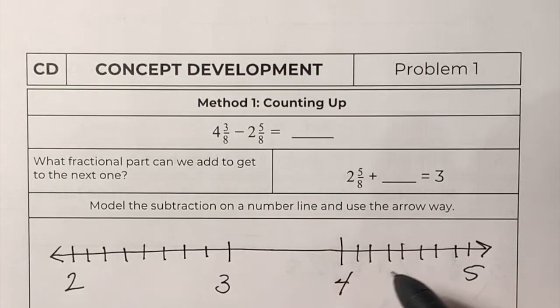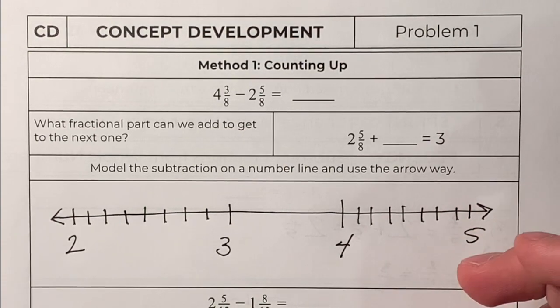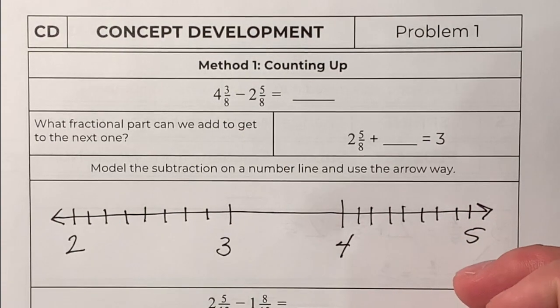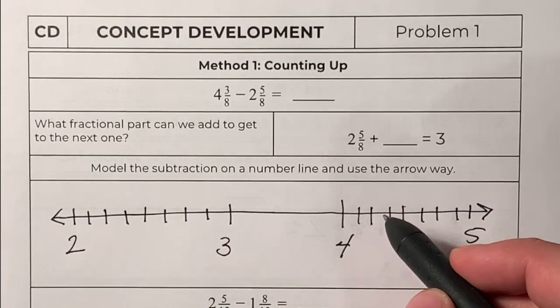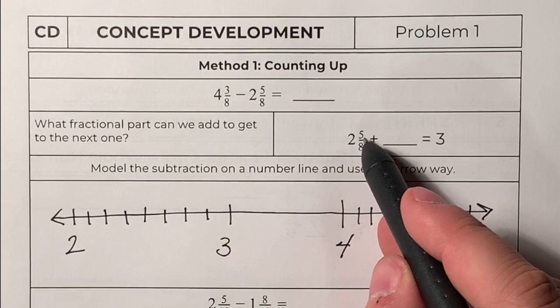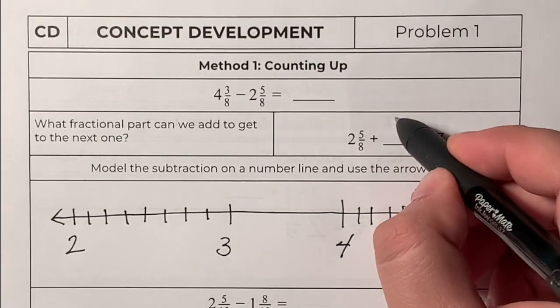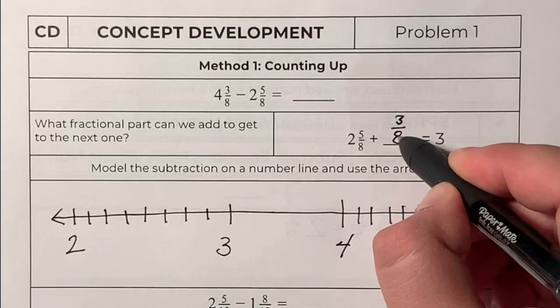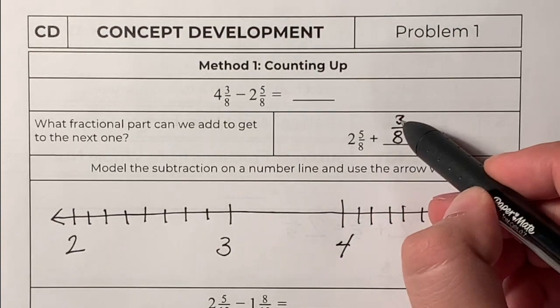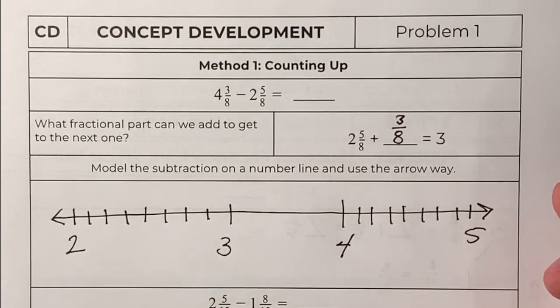But before we do that, the question we have to ask ourselves now is what fractional part can we add to get to the next one? So thinking of it this way, when we're counting up, we're kind of adding. When we move this way on the number line, we add. What do I need to add to 2 and 5/8 to get to 3? I need to add 3/8, right? Because 5 plus 3 will make 8/8, which is a 1, and 2 plus 1 is 3.